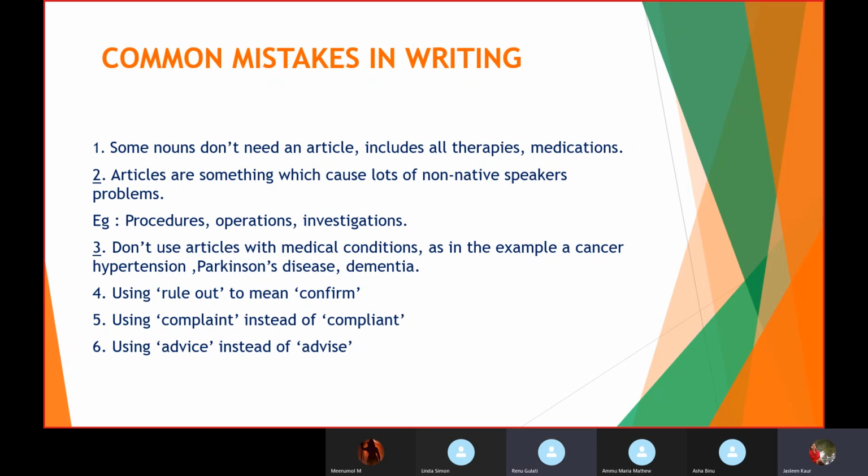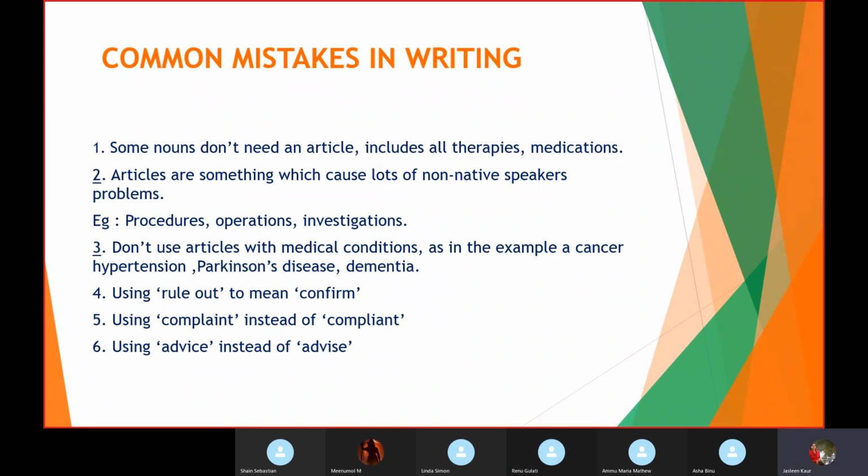I think the fourth point I recently explained in the class, if you guys remember, very commonly it is used: rule out. As you mentioned, the meaning is exclude. So when we say rule out, most of you say, it would be requested if you can rule out the problem of dementia. Basically, you are saying it to confirm. But it's wrong. Rule out does not mean confirm. Rule out means exclude.